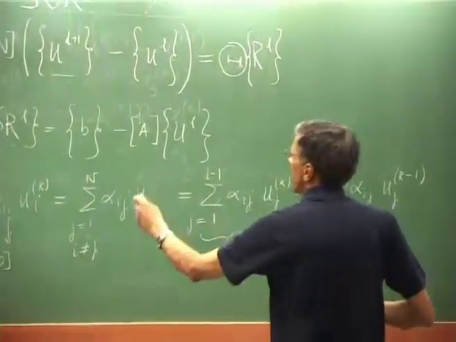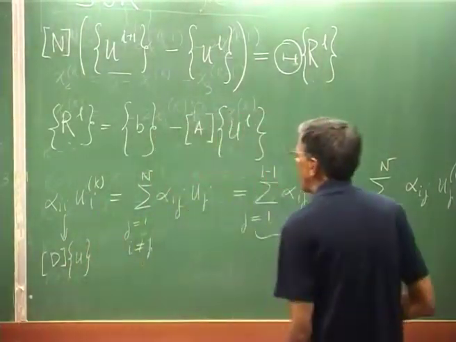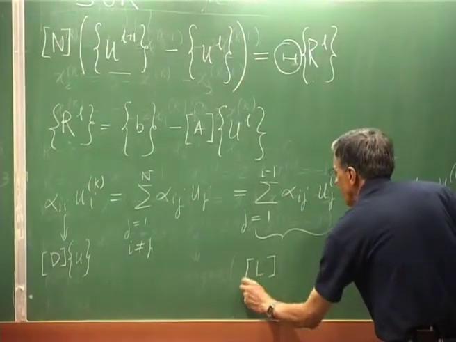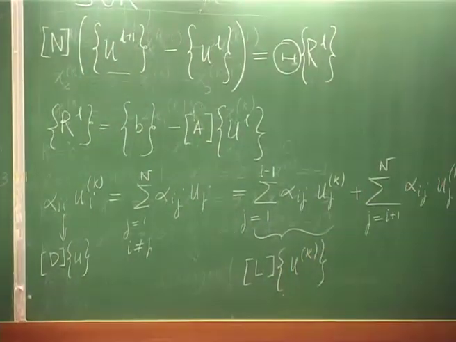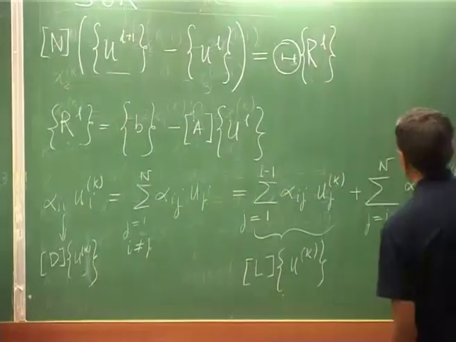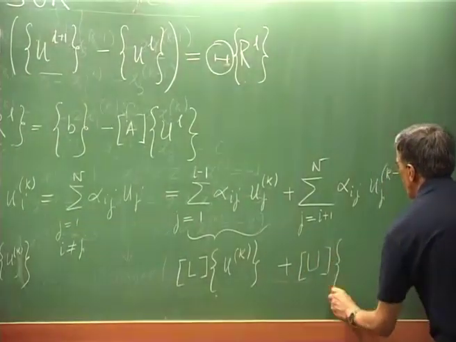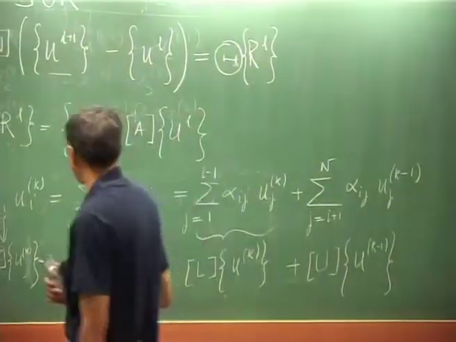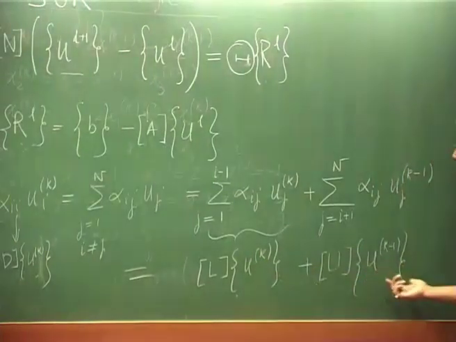So this part is done something like the D matrix multiplying with u. And this part I will write as the L matrix operating on u. So I will write it as u^k, and there also let me write it this way, and this part would be the U matrix operating on u^(k-1). So basically that's how we have done. So D times u^k is equal to L of u^k plus U of u^(k-1).